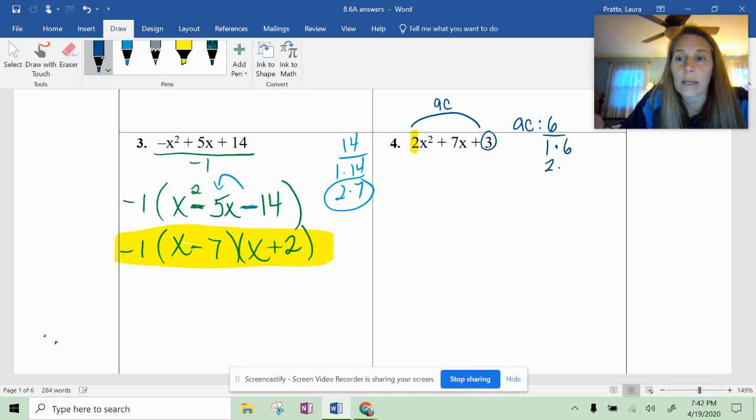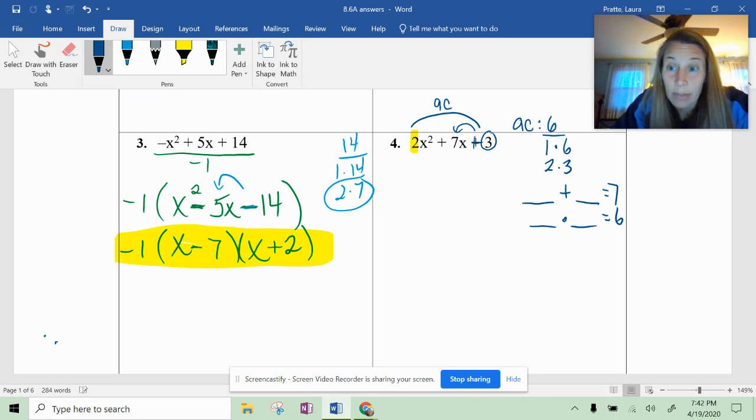So that is the number that you're going to look up on your factor chart, right? So you have 1 and 6, 2 and 3. So which of those pairs multiplies to get the 6, but because this is a plus, adds up to get the 7 in the middle? So which pair does that? Well, 2 and 3 doesn't because they add up to get 5, but 1 and 6 will add up to get 7. So that's how we know those are the numbers we're dealing with.